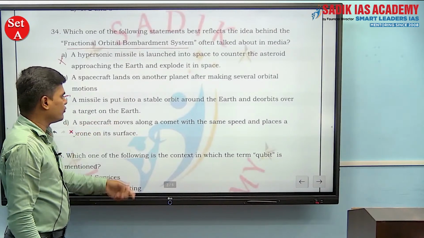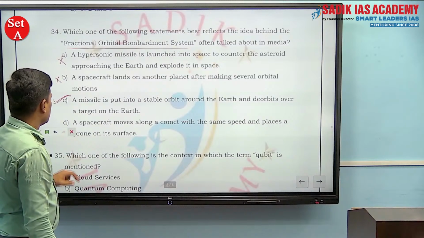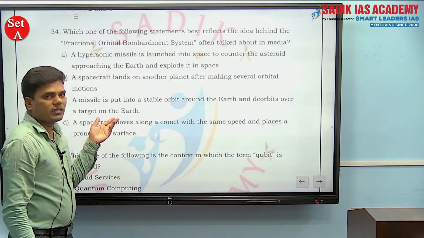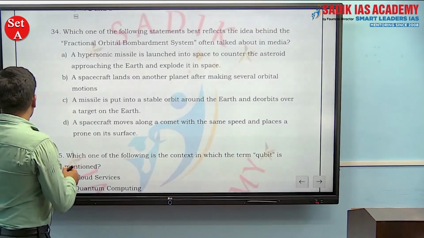A spacecraft moves along a comet with the same speed and places a probe on its surface. No, it is not the correct statement. So for the 34th question, option C is the correct one.